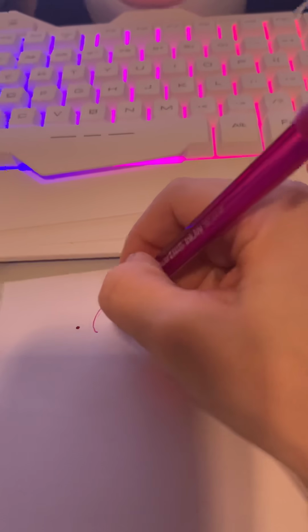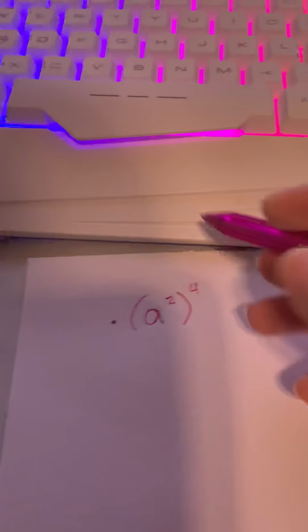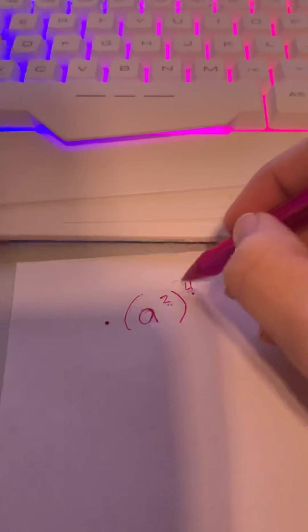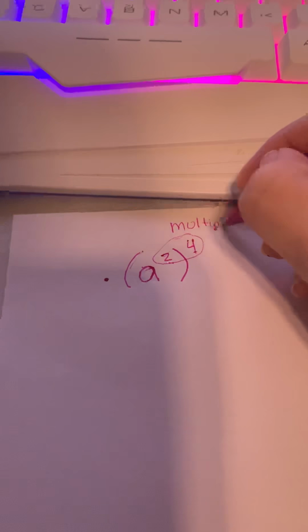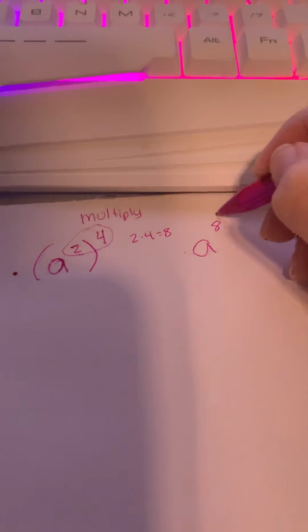So if you have something like this where you've got a set of parentheses and an extra exponent here, so you've got 2 exponents going to the same base here. The rule is that you take these 2 numbers and you want to multiply those. So 2 times 4 is 8, so this answer would be a to the 8th power.